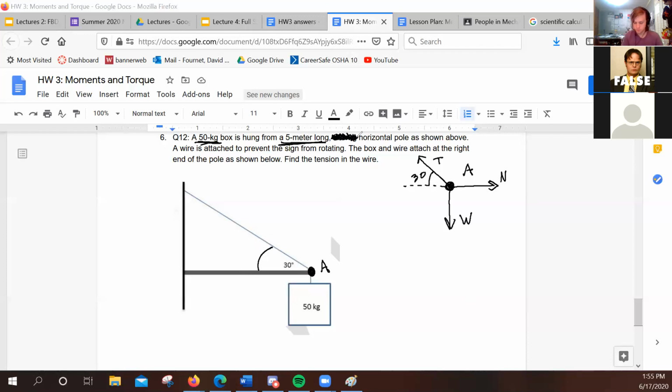Okay, so we know that the distance here is going to equal 5 meters, and we know it's a 50 kilogram box. So can you tell me what the weight force is going to equal? So you said it's a 50 kilogram box. So the weight would be, hold on. 49.